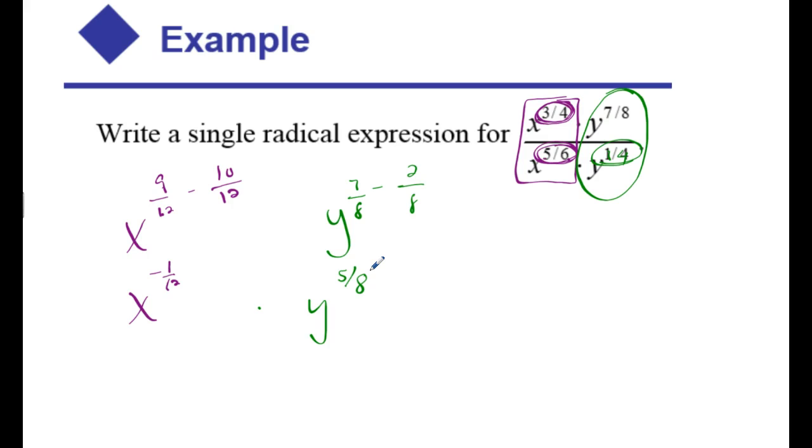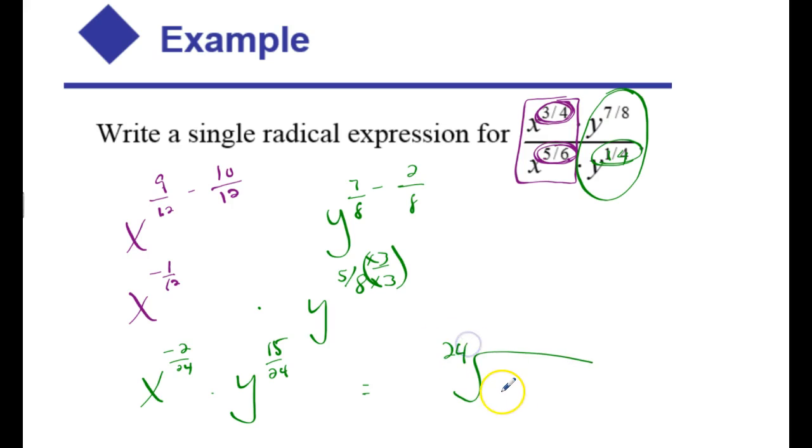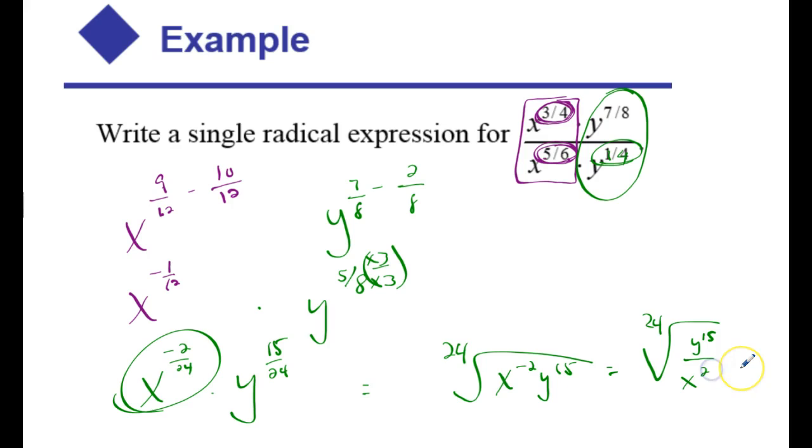And now I'm looking for a common denominator. It looks like I've got to go up to 24. So multiplying by 2 gives me a -2, and a y. Multiplying this by a 3, because 8 times 3 is 24, gives me a 15. So now I've got the 24th root of, well, I've got a negative exponent here. I don't think we want to leave answers with negative exponents, so I'll write this as the 24th root of y to the 15th over x squared. And I think I'll leave that.